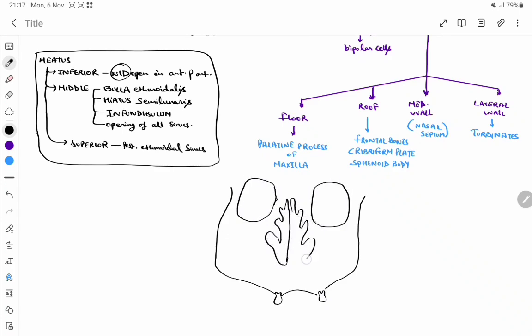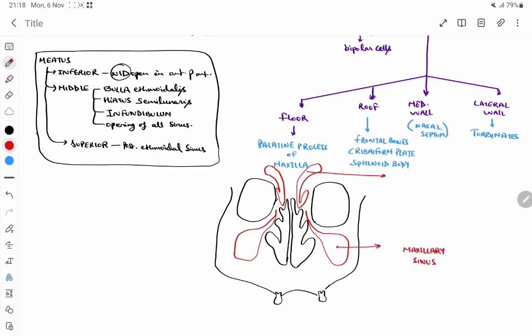If we take a frontal or sagittal section, then we can see all the sinuses clearly. As you can see here, the maxillary sinus is clearly visible, and these are the frontal sinus, ethmoidal sinus, and the sphenoid sinuses at the back.